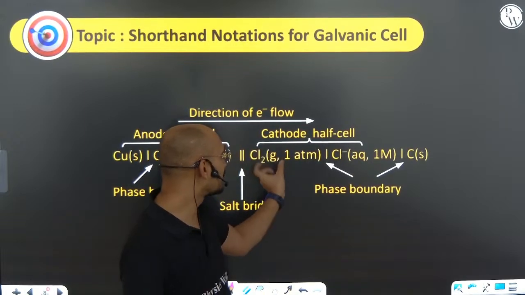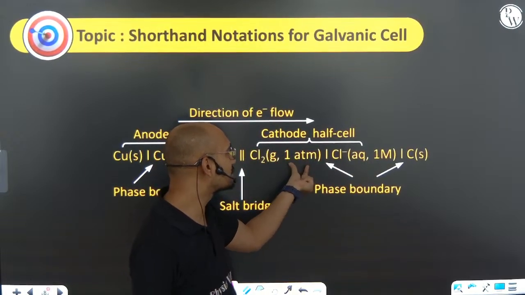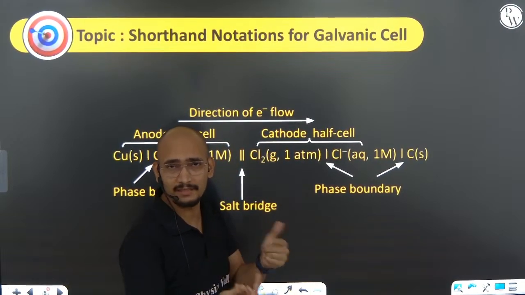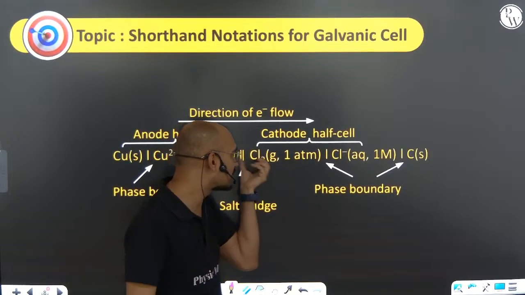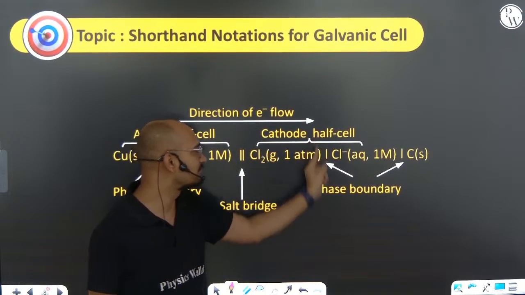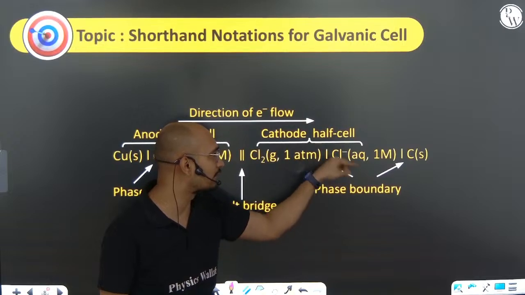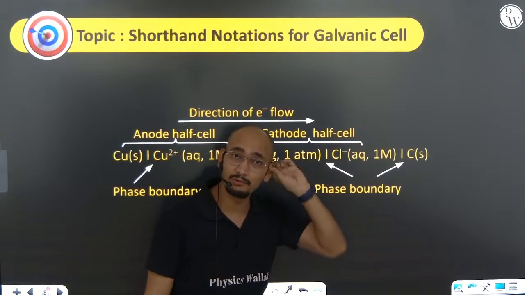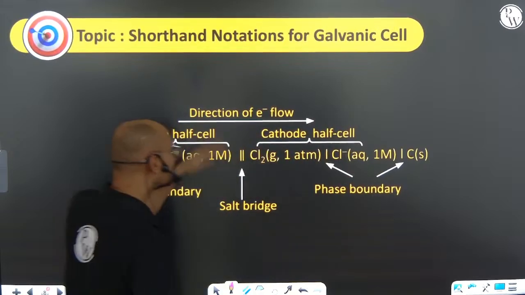Again, chlorine is in the gaseous state. And how much is the pressure of the chlorine? Wherever the chlorine is there, it is on a platinum rod, generally adsorbed on that. So chlorine gas at 1 atm, then a single line, that is the phase boundary, converting into Cl- at 1 molar. These things we have to keep in mind, right? So that is the cathode half cell.